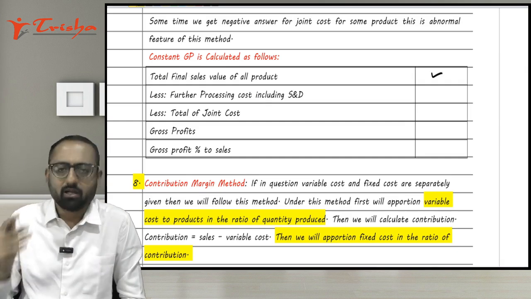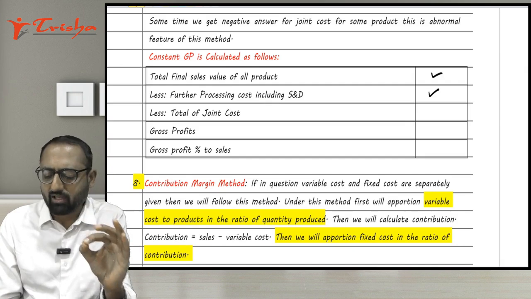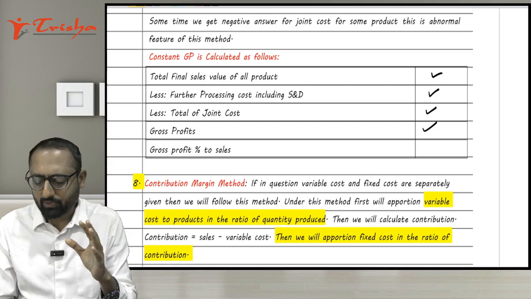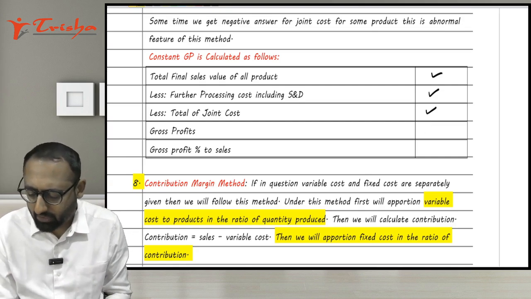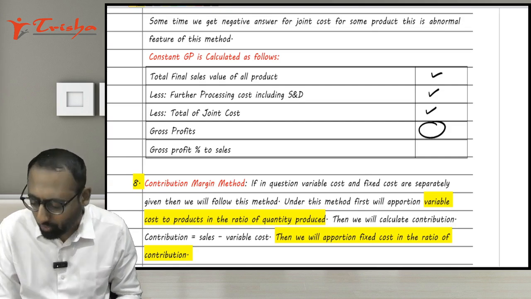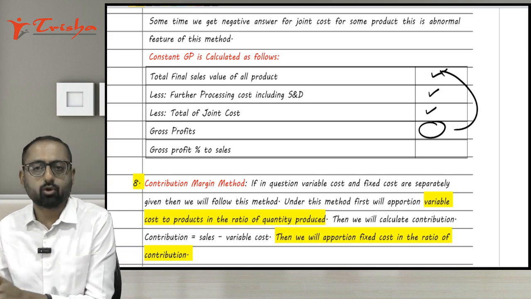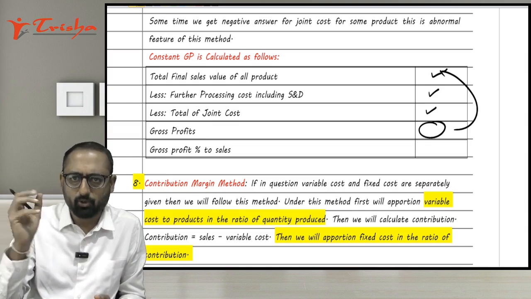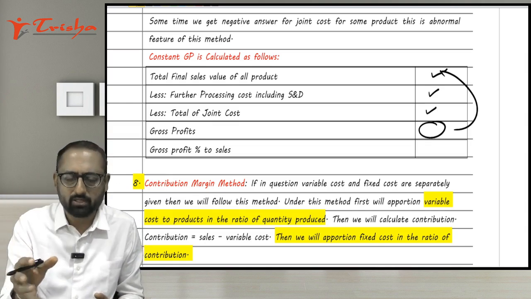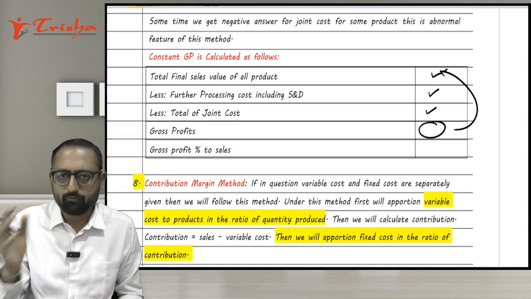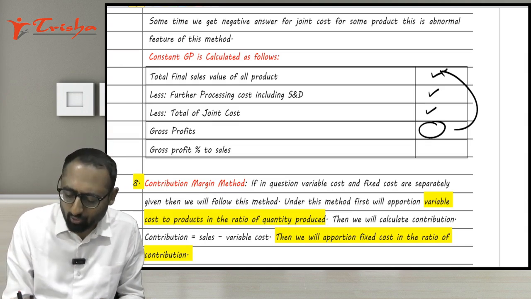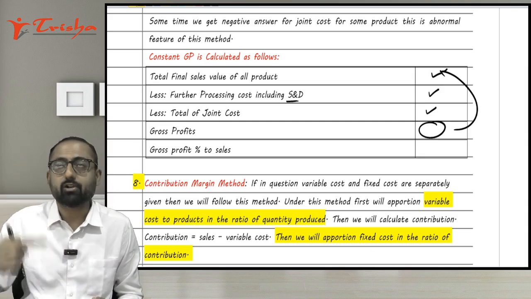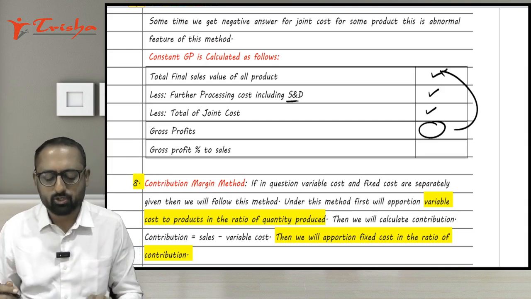Then deduct all the costs: the total of further processing cost, the total of the joint cost, and the total of the selling and distribution expenses. So you will get the gross profit, and then gross profit divided by sales will be your gross profit percentage. So simple: take the total of the sales of all the products, whatever the products are, take the total of the joint cost, further processing cost, and selling and distribution expenses of all the products. Sales minus all these costs will be your gross profit, and gross profit upon sales will be your gross profit percentage.